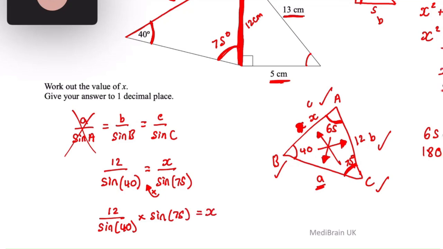Okay, you can just type this into your calculator now. So 12 over sine 40 multiplied by sine 75, and that gives you an answer of 18.0 to 1 decimal place.